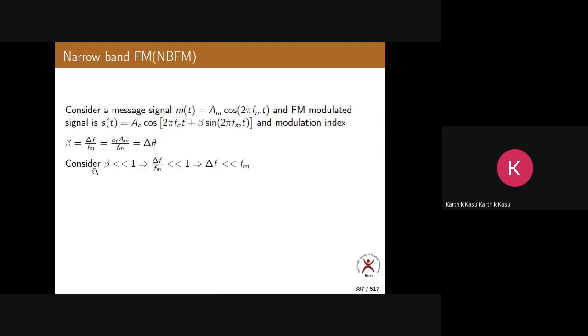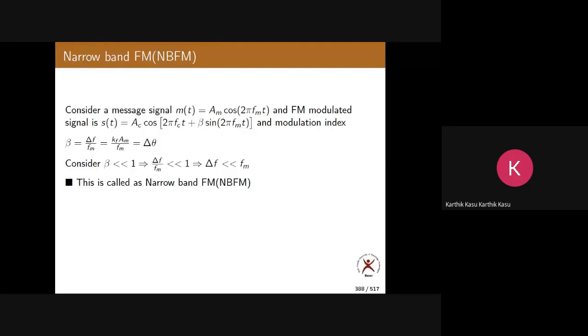Suppose beta is much less than 1, what happens? Beta means delta F by Fm. Beta much less than 1 implies delta F by Fm is much less than 1. That implies delta F is much less than Fm. So that is the implication. If beta is much less than 1, it is called narrowband FM.